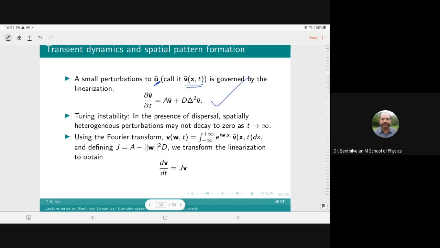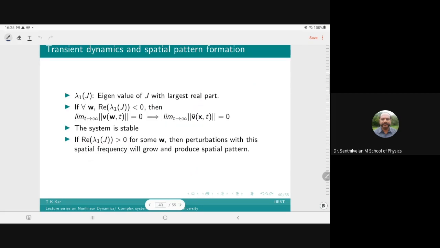Okay, I will briefly describe it. Now, for this system, we take a Fourier transform, and after taking the Fourier transform, the matrix J, if you take J equal to A minus norm of w squared D, takes this form. So you know that for any partial differential equation, if you take the Fourier transform, it may convert to an ordinary differential equation. That is the advantage, because it is easier to analyze an ordinary differential equation instead of partial differential equations.